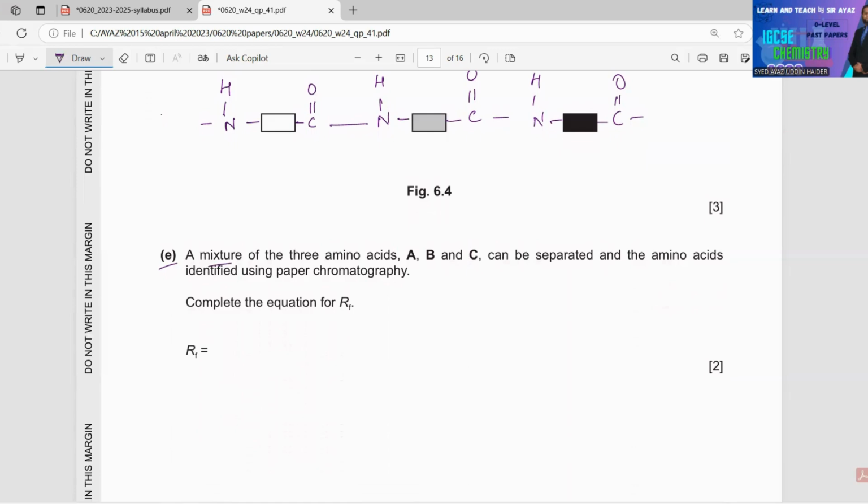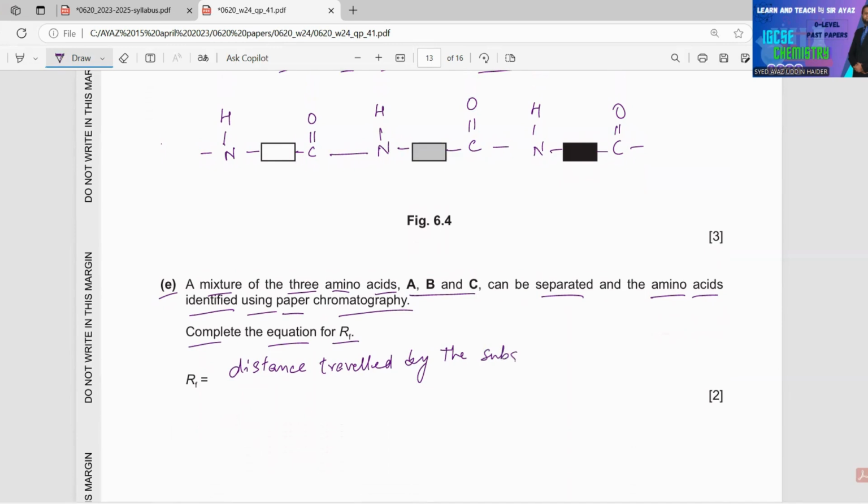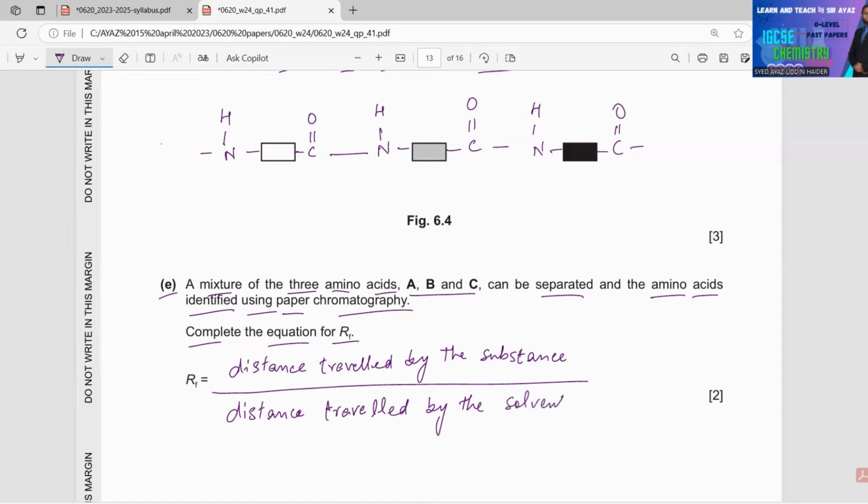E. A mixture of the 3 amino acids A, B, and C can be separated and the amino acids identified using paper chromatography. Complete the equation for RF. In order to find the RF, what you need to do is divide the distance traveled by the substance by the distance traveled by the solvent. So we have distance traveled by the substance divided by distance traveled by the solvent.